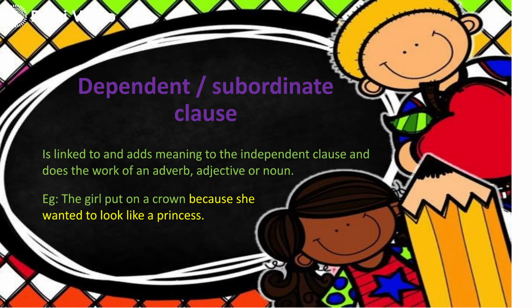The part that is linked to it is "because she wanted to look like a princess." So that adds more meaning. It adds more color to the sentence, but it couldn't be a sentence by itself. You couldn't just say "because she wanted to look like a princess" and have it stand by itself or have it be its own sentence, because it wouldn't make sense on its own. So it is dependent on the independent clause.